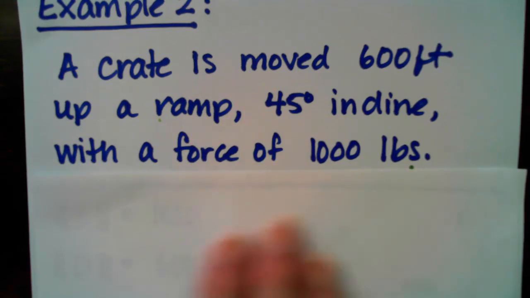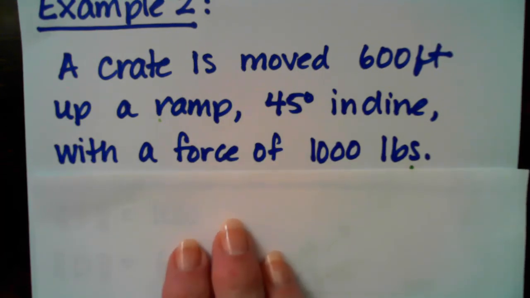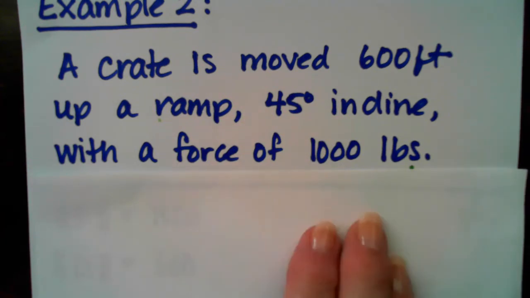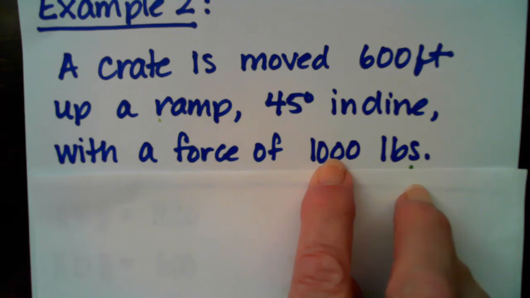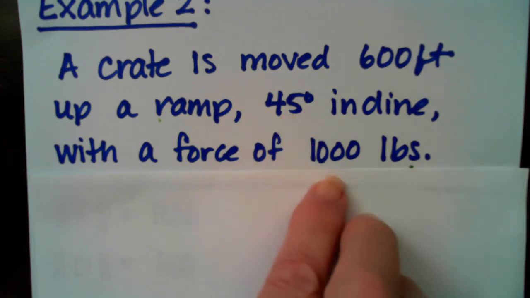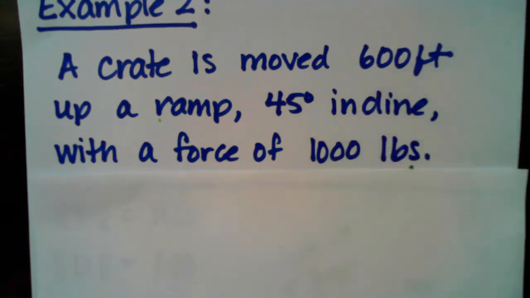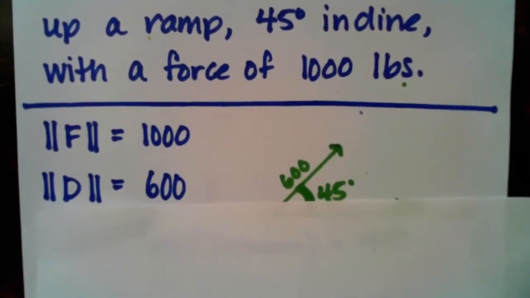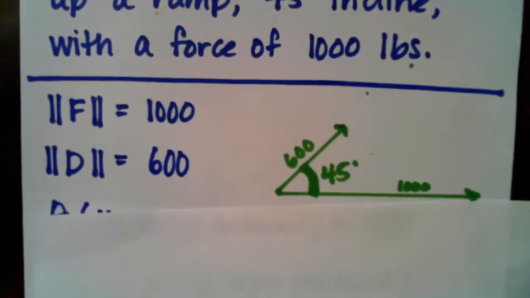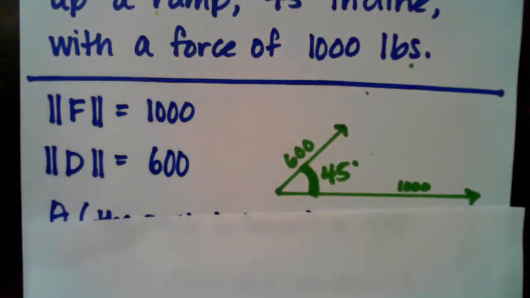So there's some kind of machine or something that is pushing or pulling this crate, and it is using a force of 1,000 pounds, which again is a magnitude. This 45 degrees is the angle between these two vectors acting on it. So the magnitude of the force is 1,000, the magnitude of the displacement is 600. Of course, these are pounds and these are feet.